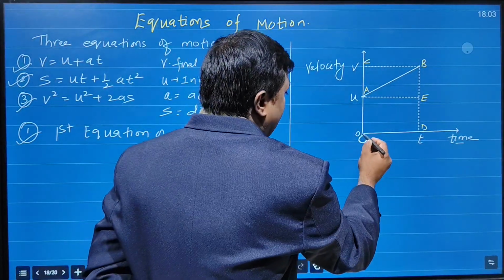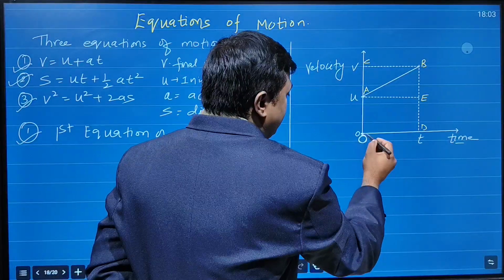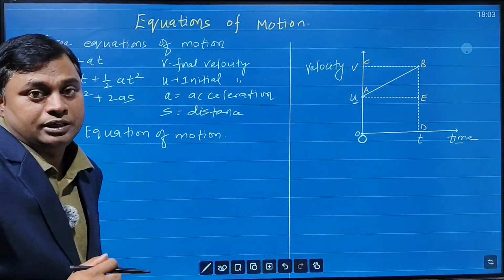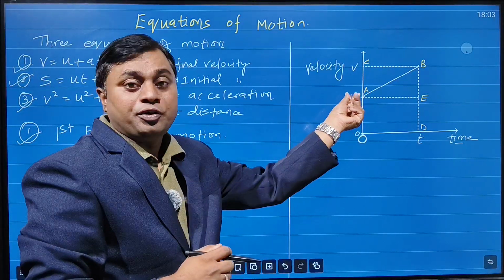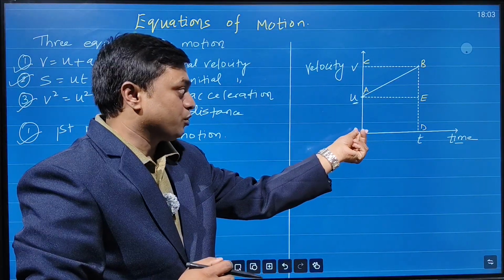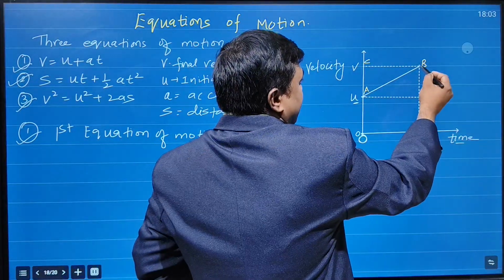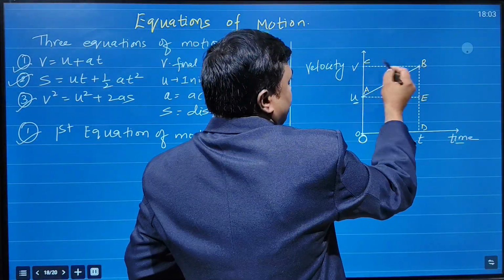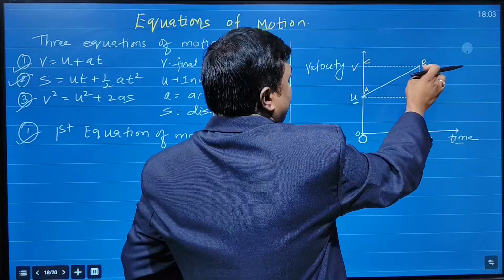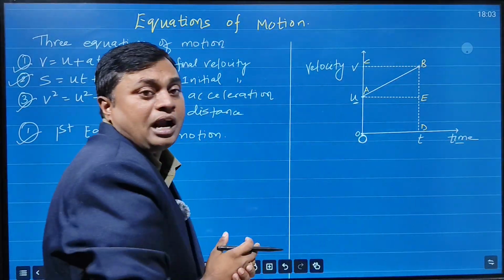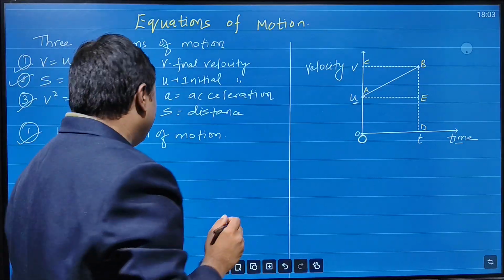Not quite: when the time is 0, we have taken the velocity as u. u is the initial velocity. The particle or body is moving with velocity u when the time is 0. And at time t, the velocity is v. So the slope of this velocity-time graph gives you acceleration. We have learnt that already.